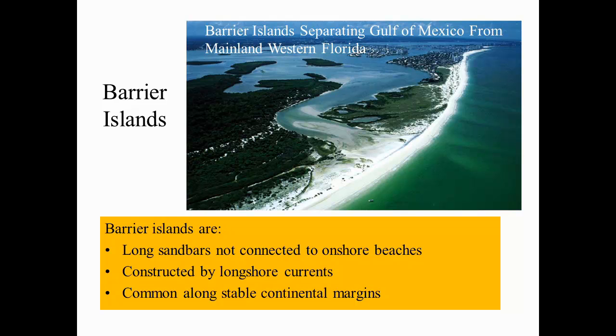Barrier islands are long sandbars that are not connected to onshore beaches, mainly constructed by longshore currents, and tend to be common along stable continental margins. Here, for an example, is a photograph of barrier islands that are separating the Gulf of Mexico from mainland western Florida.